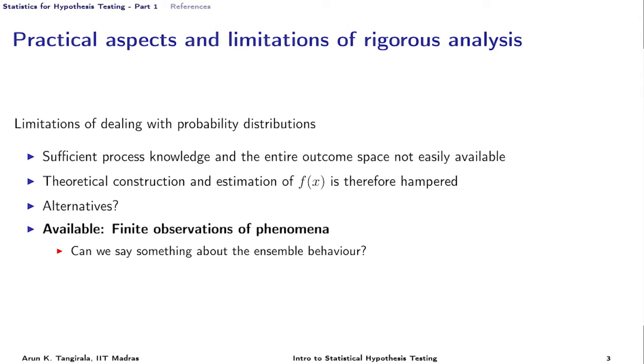I have already explained why we are moving from probability to statistics, because of practical reasons. There is no way I have access to the entire population. If I had that, there would be nothing to worry about, I would just get the truth straight away. It is that difficulty which forces me to look at a sample, a random subset. So, the main point is we have only finite observations of phenomena, and from these finite observations can we say something about the population? That is the main question of interest.